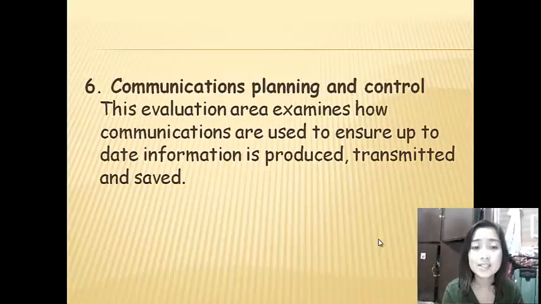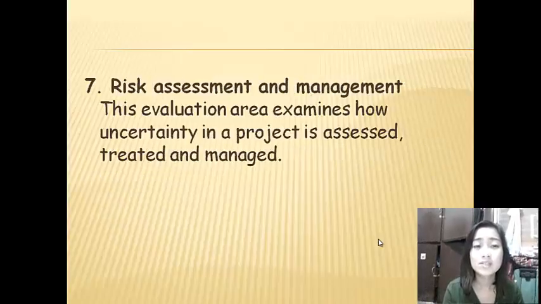Number six is the communications planning and control. This evaluation examines how communications are used to ensure up-to-date information is produced, transmitted, and saved. Number seven is risk assessment and management. This evaluation area examines how uncertainty in a project is assessed, treated, and managed.